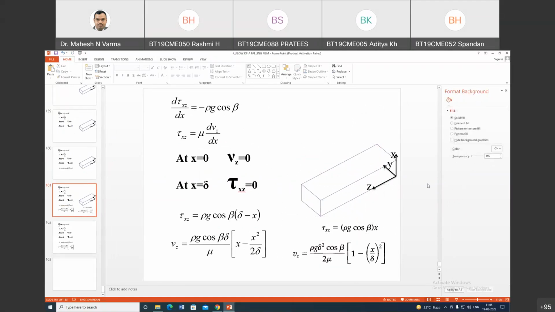Can you see both the equations now? This is the velocity profile equation when x is starting from the top surface, and this is the velocity profile equation when x is starting from the bottom surface. This is the flux equation when x is starting from the top surface, and this is the flux equation when x is starting from the bottom surface. At the top surface x equals 0, flux will be equal to 0, and at x equals delta, flux equals 0.